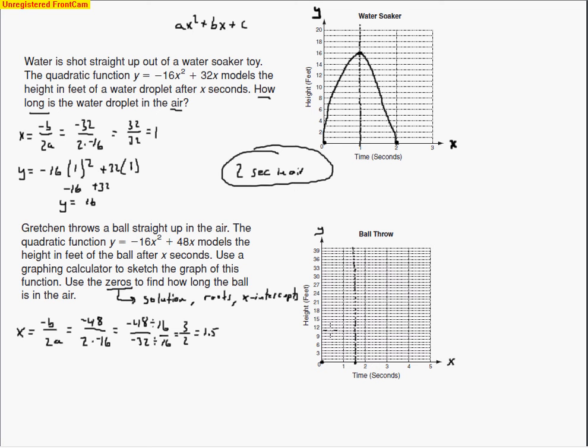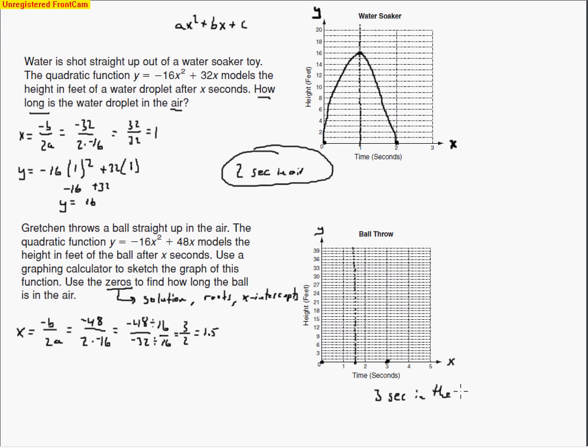So really, just by looking at this graph, I know the highest point is going to be somewhere up in here. That means that if I go over 1.5 seconds, I'll be at the maximum height. 1.5 seconds from then, I'll be back on the ground. So really, the answer is going to end up being 3 seconds. How long was the ball in the air for? 3 seconds in the air.